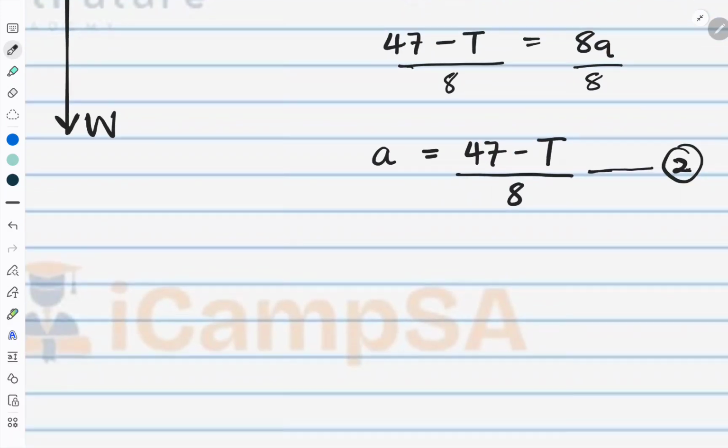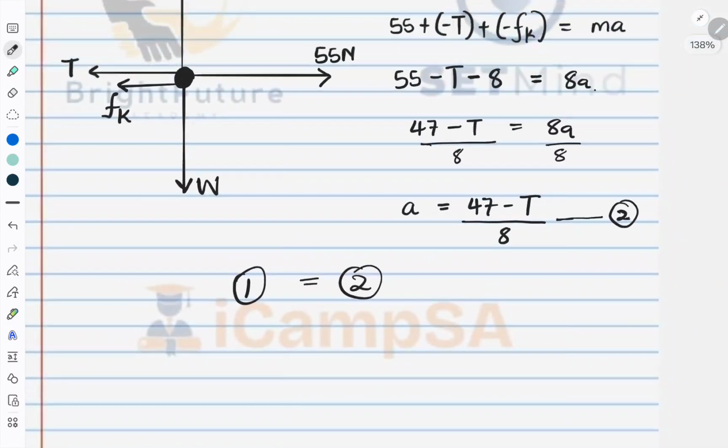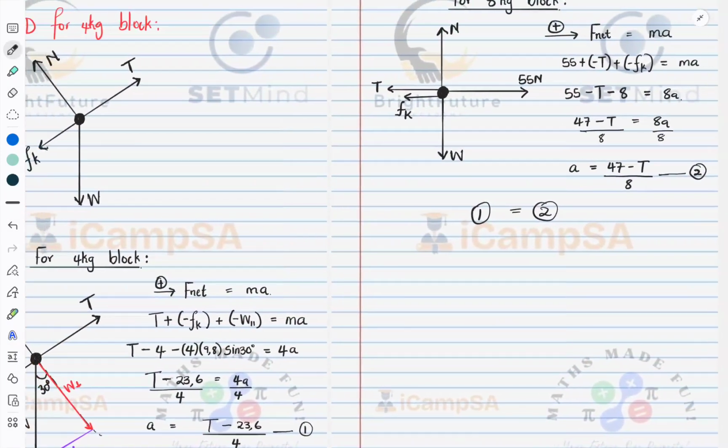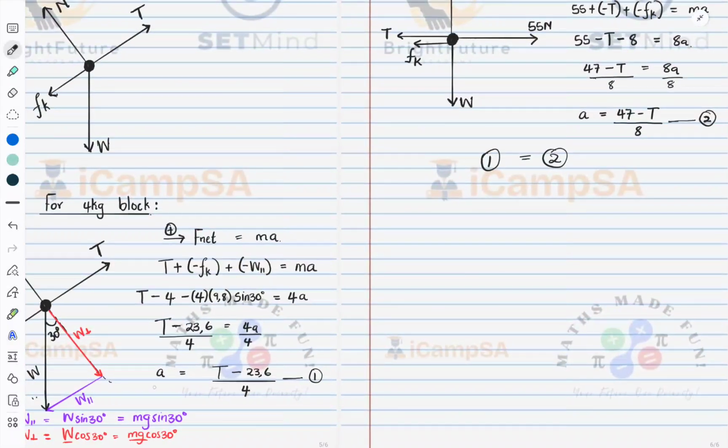So from here, we can now equate equation 1 and equation 2. Because a is the same in both block 1 and block 2, or in both the 4 kilogram block and the 8 kilogram block. Even if we're solving mathematically, we notice that a is the same between these two equations. So therefore, we can equate them. We'll have T minus 23.6, all this over 4, is equal to 47 minus T over 8.